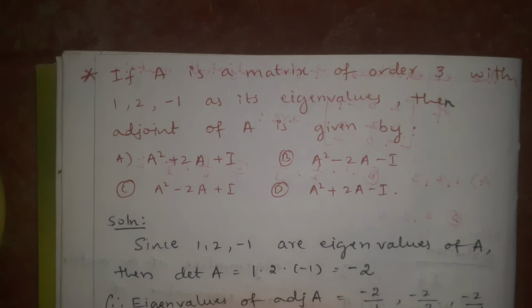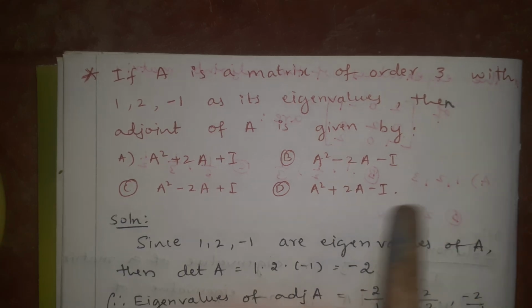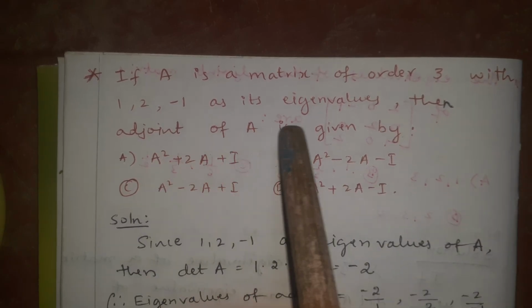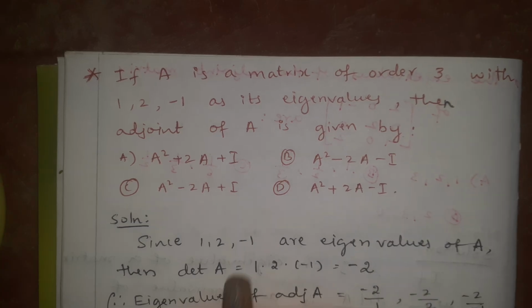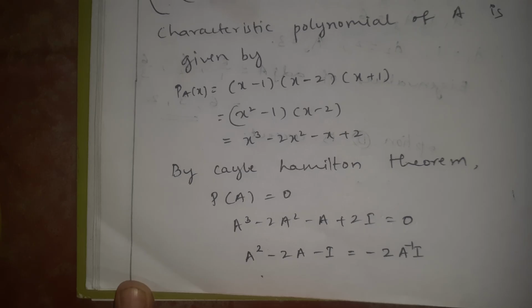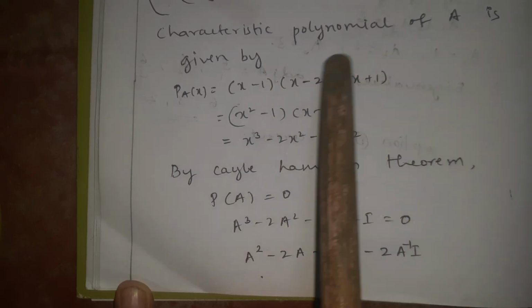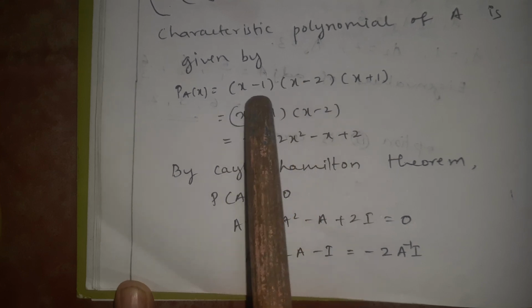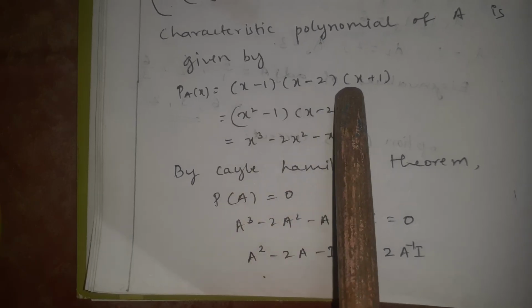Okay. Next question. If A is a matrix of order 3 with 1, 2, minus 1 as its eigenvalues, then adjoint of A is given by: so how to find the adjoint of a given matrix? We have to find the adjoint of A in terms of A. Okay, so let us find the characteristic polynomial of A. They have given 1, 2, minus 1 are the eigenvalues of the matrix. Therefore, the characteristic polynomial is given by x minus 1 into x minus 2 into x plus 1.